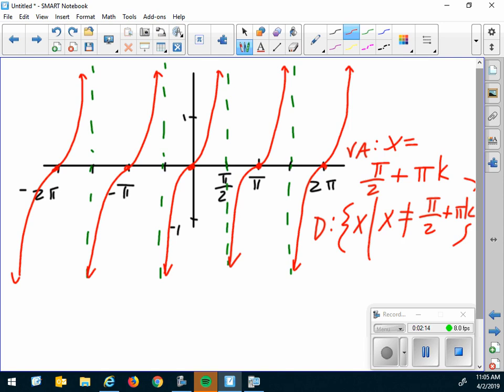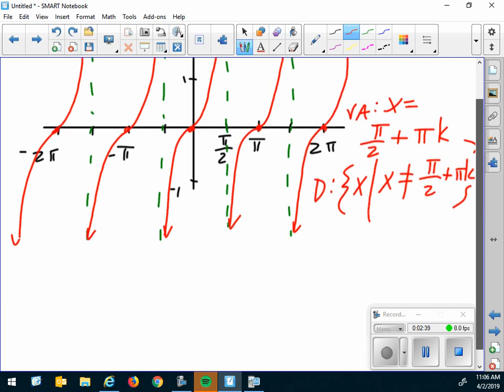Did we talk about the range? Okay. Range. As I'm graphing in this one little section, this one little interval, do I ever have to lift my pencil? Are there any y values that do not get included? Every y value gets included. So what's the range? All real numbers, right? Okay, so what else do we need?